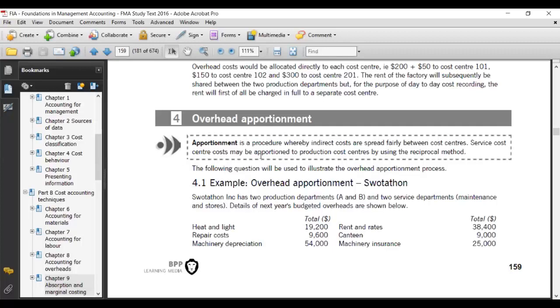Rent and rates will also be distributed on the basis of floor area. Fine. Machinery depreciation is on the value of machine, simple.